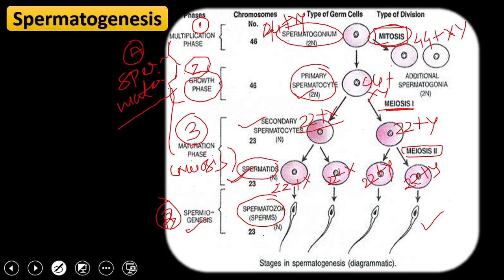So ultimately, at the end of spermatogenesis, from one spermatogonia, or from one primary spermatocyte, we have four sperm cells. All are active, all are functionally similar, and all are able to undergo fertilization.